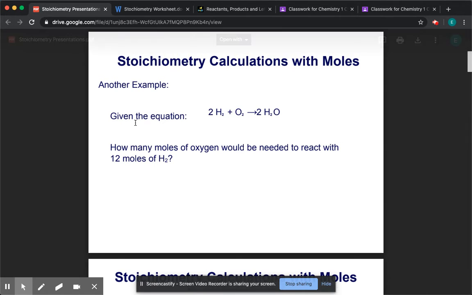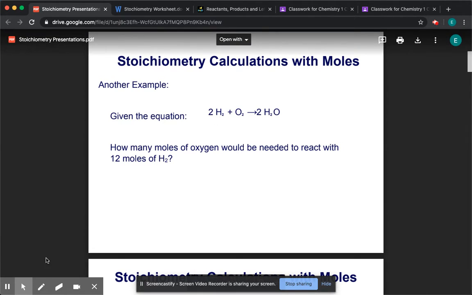So, given the equation, it's the same equation as earlier. How many moles of oxygen do we need to react with 12 moles of hydrogen? So we have 12 moles of hydrogen. We want to know how much oxygen we need to use up all 12. That's what that's asking us. Okay. So step one is set up the ratio.